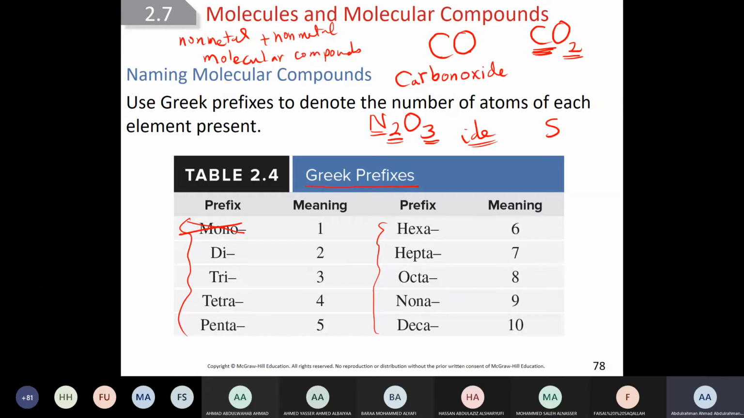Is it the same with hydrite? How about this? SO3. What's the name of this compound? Sulfur trioxide. How about this one?